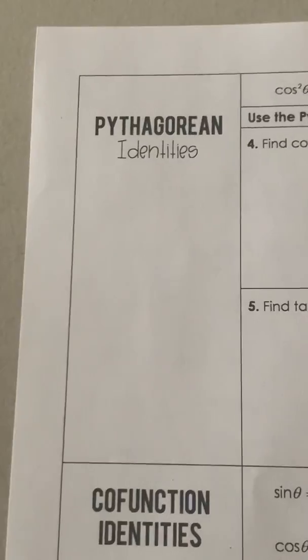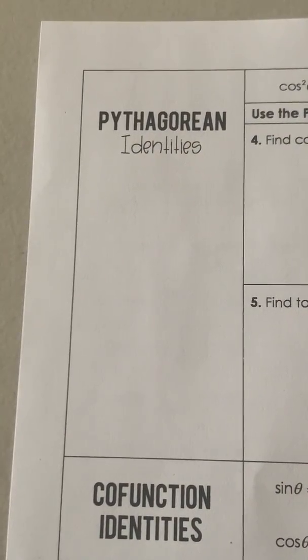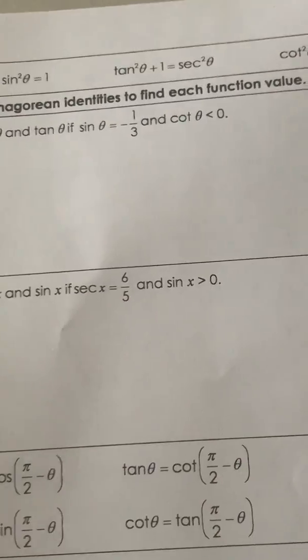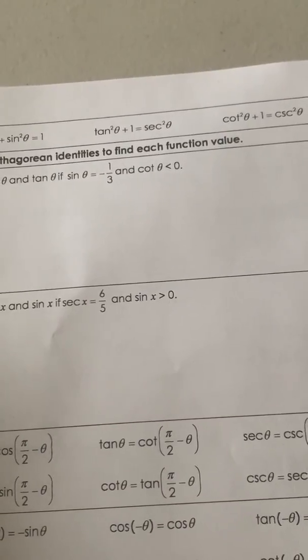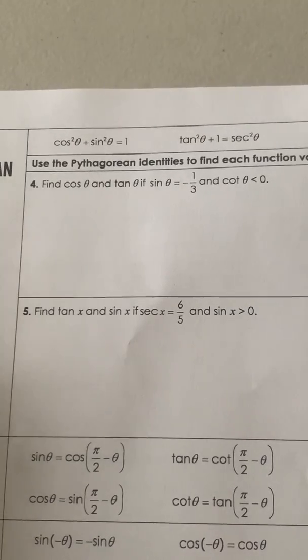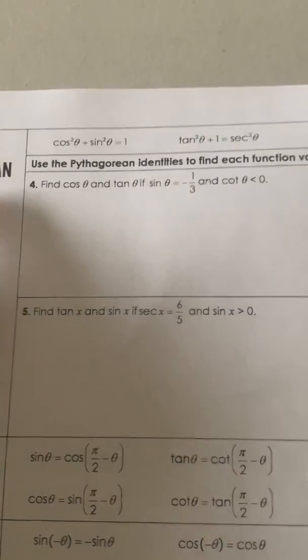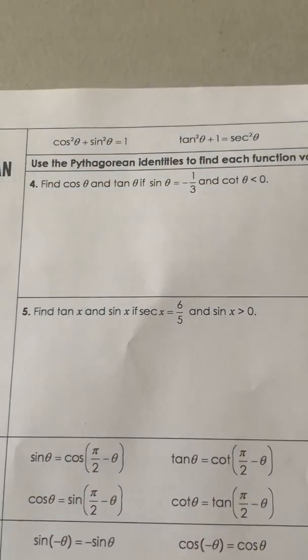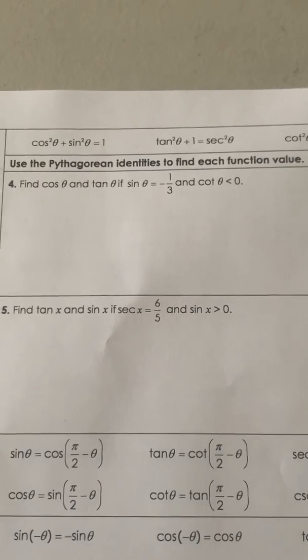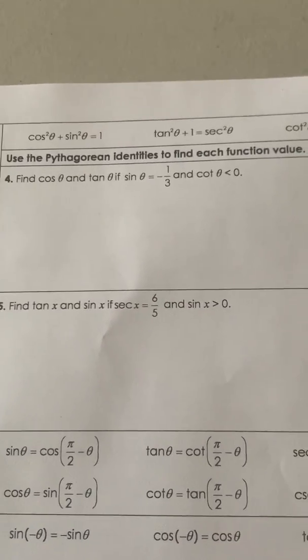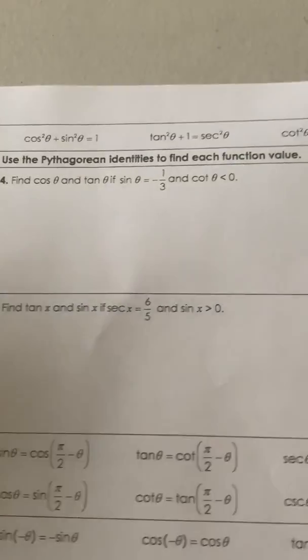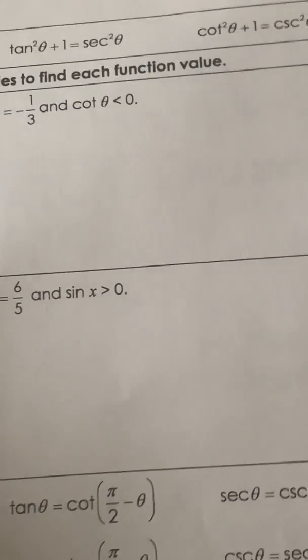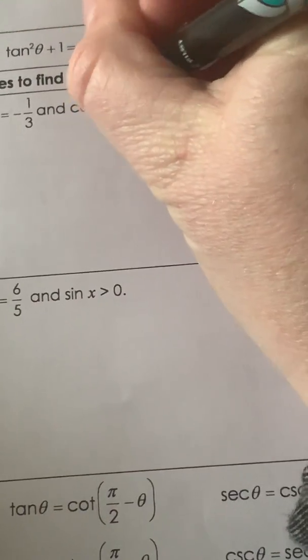Okay, so let's go to the back. Pythagorean identities. So our directions here are to use these identities up top to find each function value. So instead of using 2 separate ones, we'll just use 1 identity and then we'll go from there and see what happens. Okay, so find cosine theta and tan theta if sine theta is -1/3 and cotangent theta is less than 0. So that means cotangent is negative.